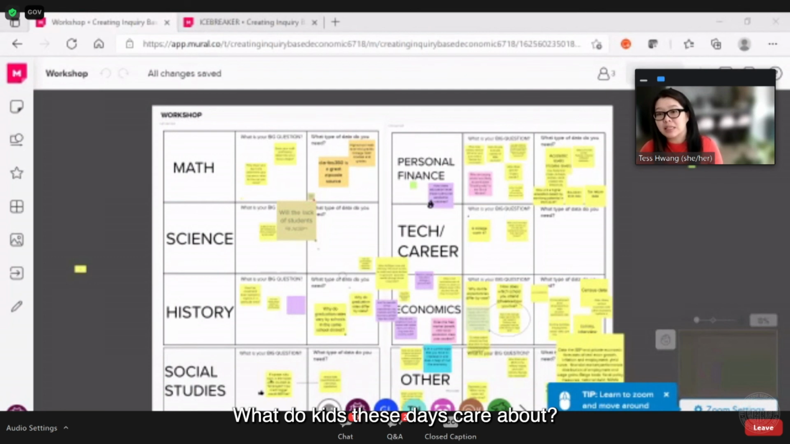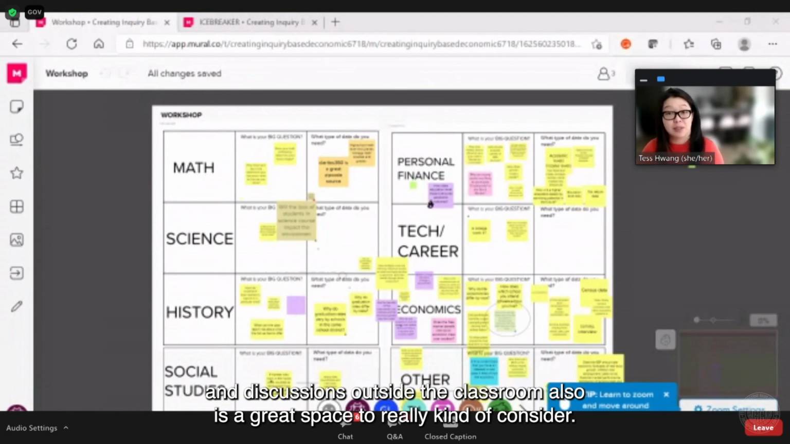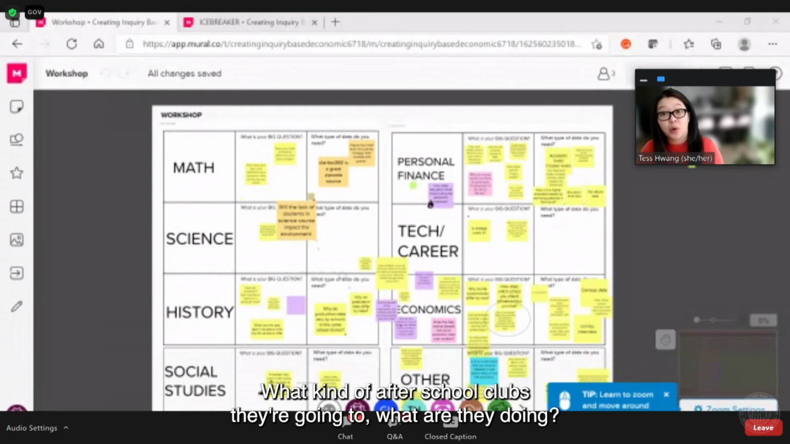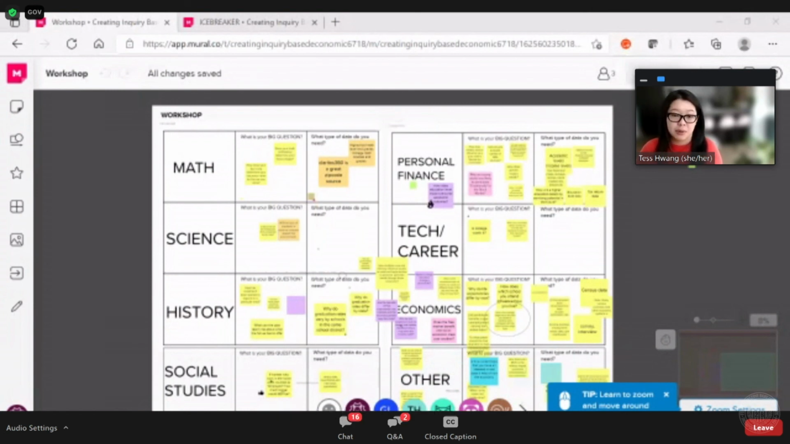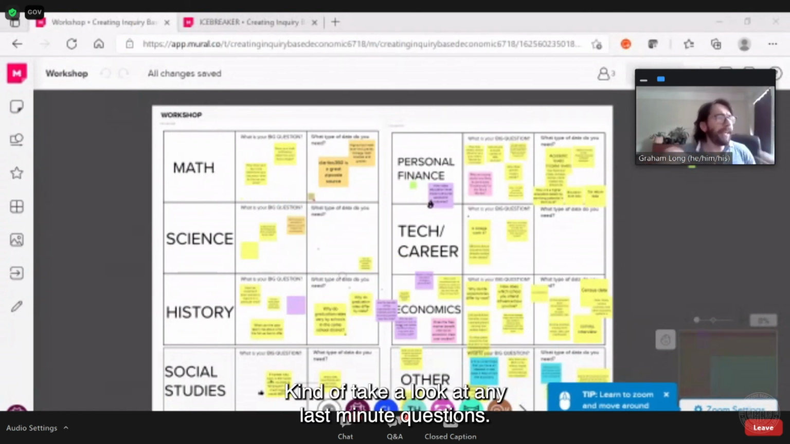What do kids these days care about? What are they talking about? What are they reacting to immediately, right? That could be a little bit like listening to their conversations on and off, and discussions outside the classroom. It's also a great space to consider what kind of after school clubs they're going to, what are they doing? All those things come into play. Let's take a look at the board and any last minute questions.